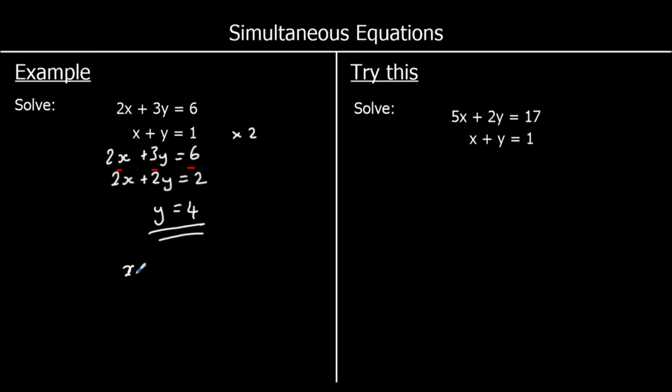So x plus y is 1. y is 4. So that's x plus 4 equals 1. And if I take 4 away from both sides, I get x is equal to negative 3. So I've solved the equations. y is 4, x is negative 3. And if you substitute these into the top equations, these numbers should work for both of the equations. And that's how you can check your answer.